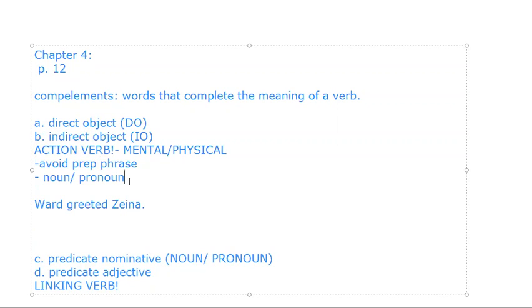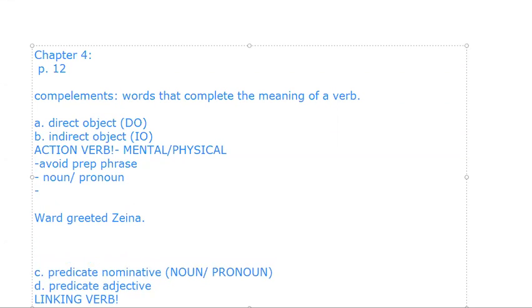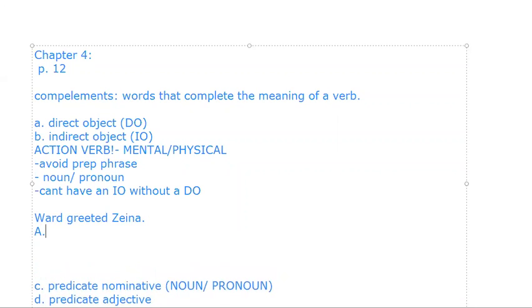Another rule that I want you to know is that you cannot have an IO without a DO. If you find a sentence with an IO without a DO, it's wrong. However, you can have a DO without an IO. Here, my verb is an action verb, greeted. The question is, who did she greet? Of course, your answer would be Zaina.